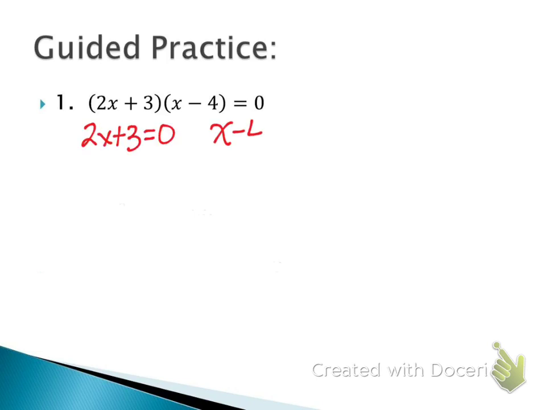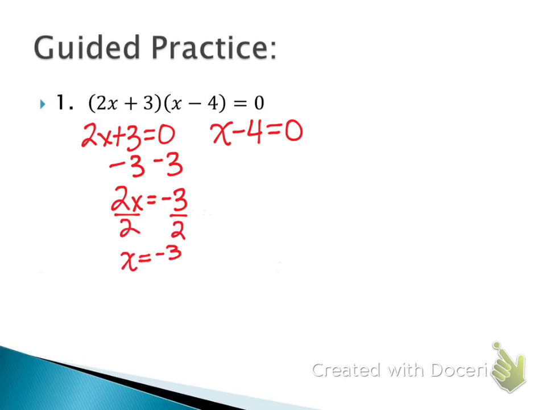Wonderful. We set each factor equal to 0 to write our equations. Nevaeh, how do I solve this first equation? -3. And then 2x equals -3. And then what do we do? You have to divide it by what? 2. Very good. And then just leave it alone. -3/2. Don't have to go to a decimal.